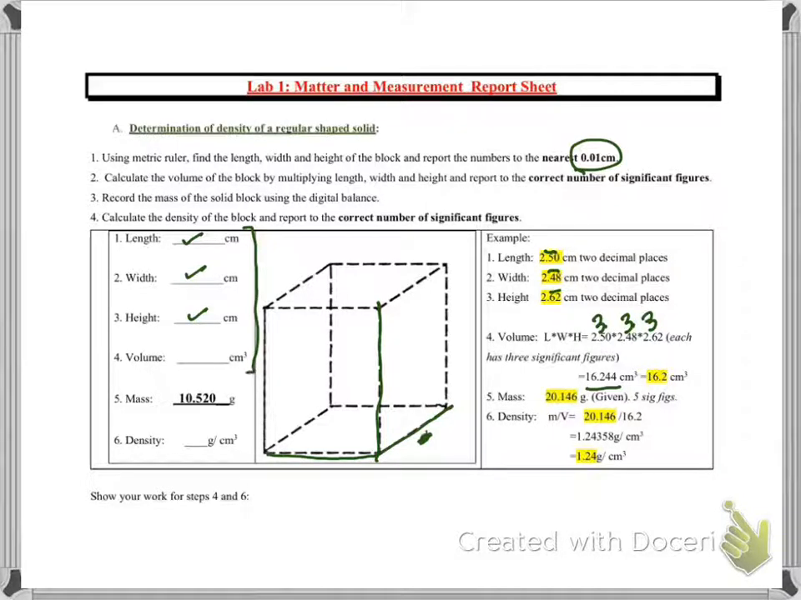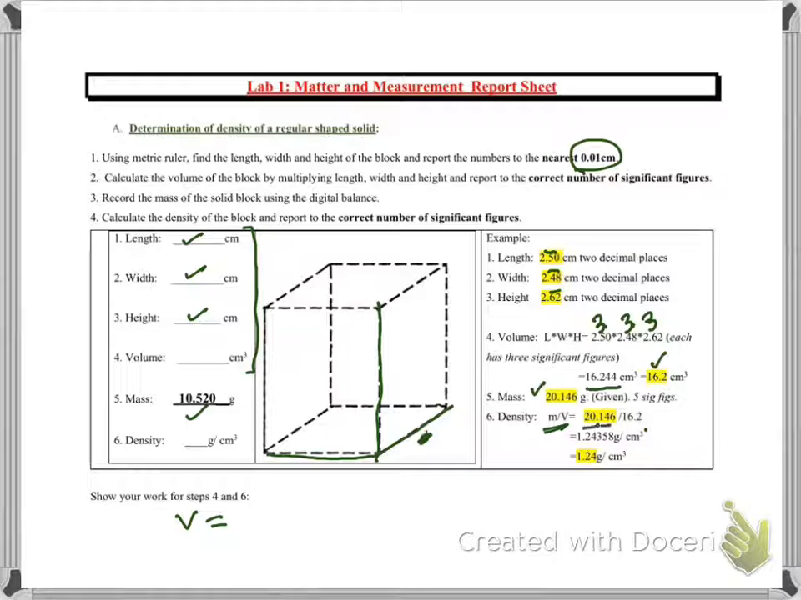Now for your block, you're going to have your own values here. For length, width, and height, you're calculating volume here, and you're representing the answer with correct significant figures. It's all about significant figures, so if you're not putting them right, you will lose points. And then I gave you the mass of this block. And then how do you calculate density? Density is basically mass over volume. So in my example, I took mass, this value, and this was my volume. So mass divided by volume.